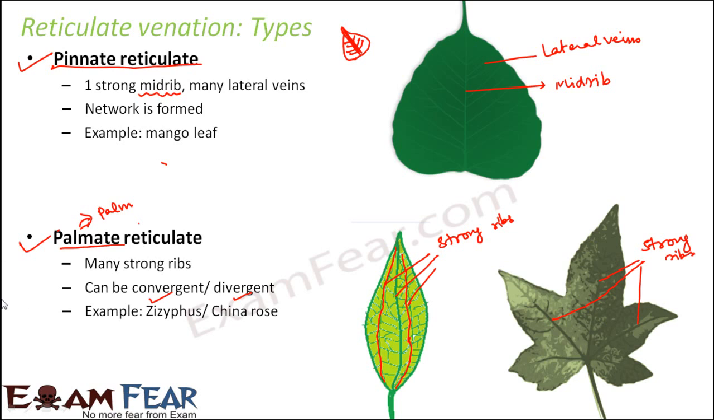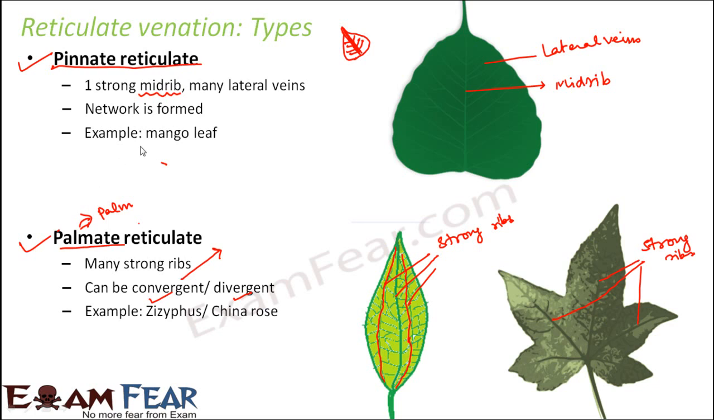Now just now I told that they are of two types. One is convergent and one is divergent. So what is a convergent palmate reticulate? What is convergent meaning? Convergent is derived from converge. Converge means when many things meet together. So when a lot of different things come from different ends but meet up at the same point.